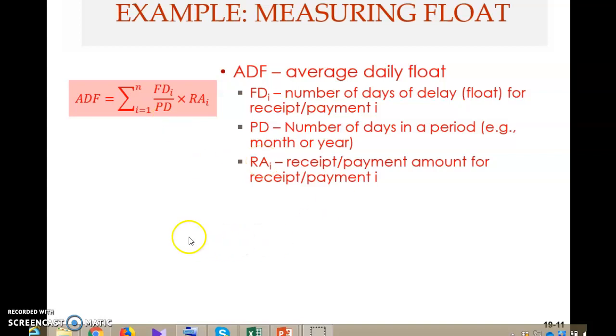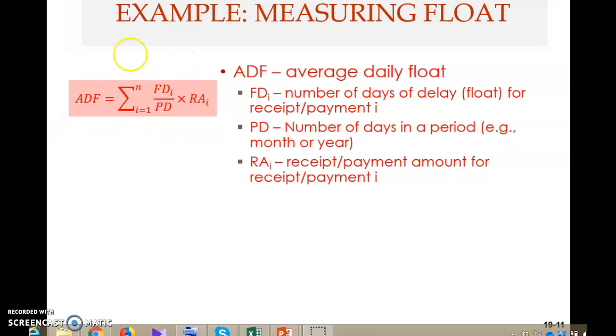Right, in the previous clip, we were looking at the formula for computing ADF, or the average daily float. And I was explaining this. RA is a receipt or payment amount for receipt I or payment. This will become clearer when we apply this in an example.